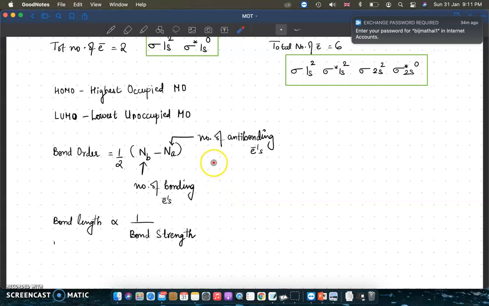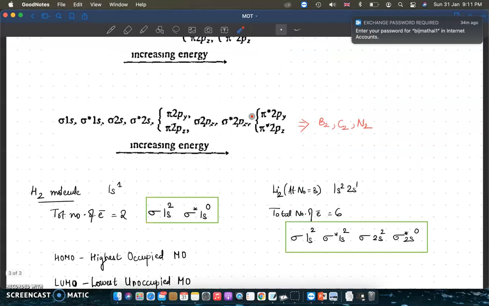In the live session we are going to look into how these atomic orbitals combine diagrammatically, leading to the formation of bonding and anti-bonding molecular orbitals. So till then, have a nice day.